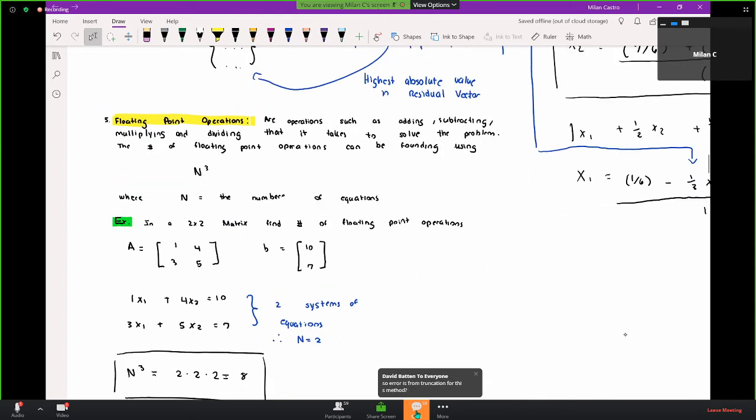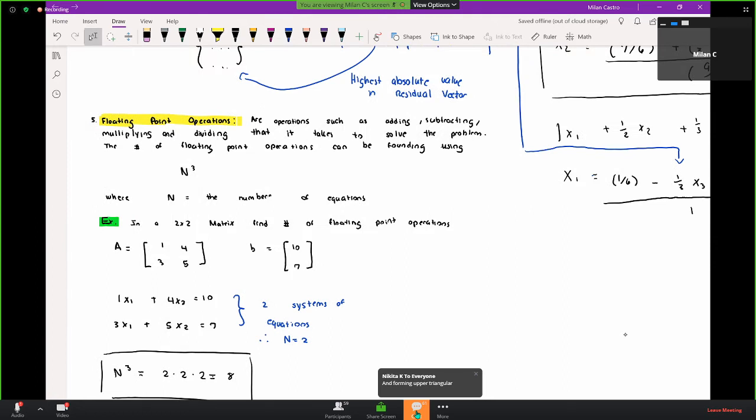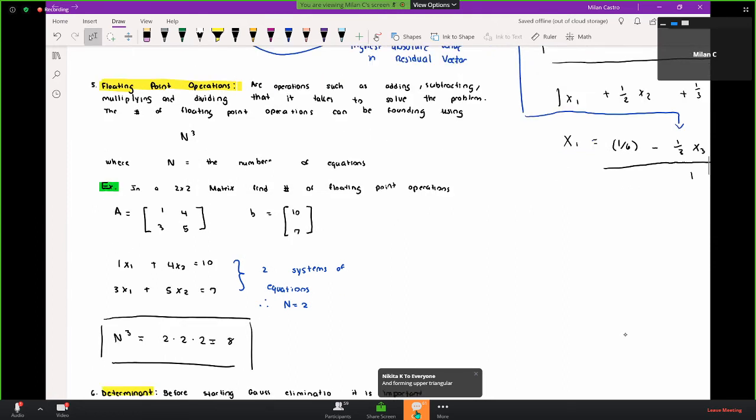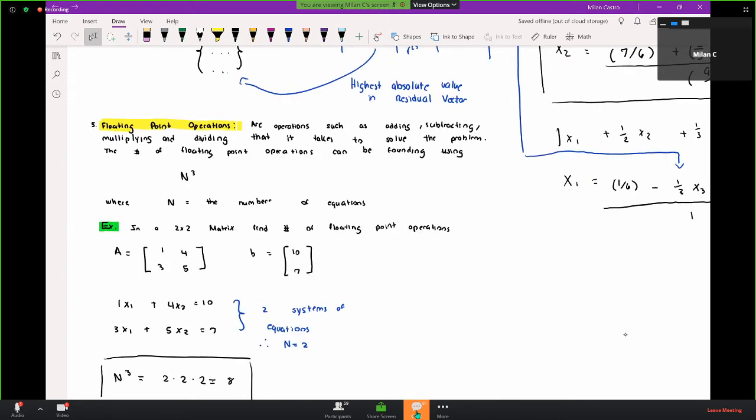So the next thing is going to be floating point operations. This is pretty easy. The floating point operations include adding, subtracting, multiplying, and dividing. And it's all the operations that take place in order to solve the problem. So the number of floating point operations can be found in direct methods such as Gauss elimination using n cubed. So n is going to be the number of equations you have in a given system.